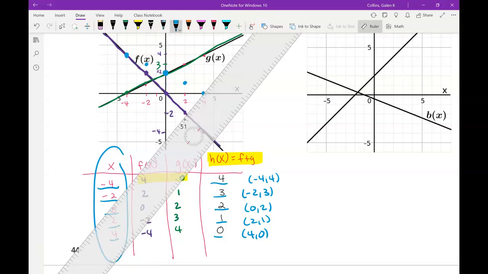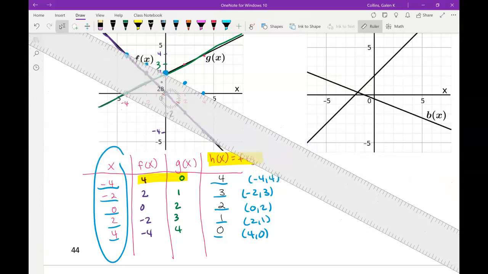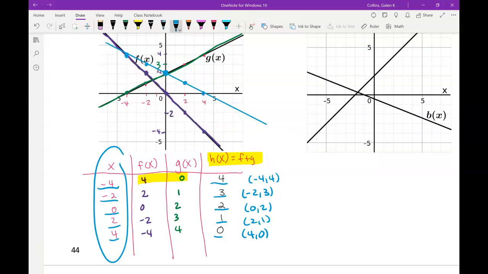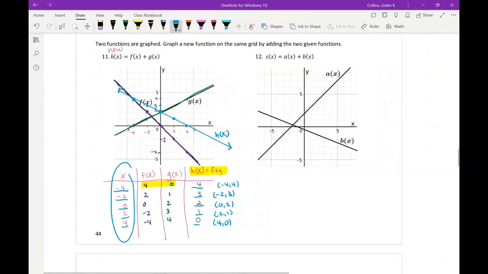So the final answer, I know it's a lot of work to get this graph, but for my final answer of what my graph of h would look like, I'm going to just use my ruler tool to draw a line. This would be h of x.